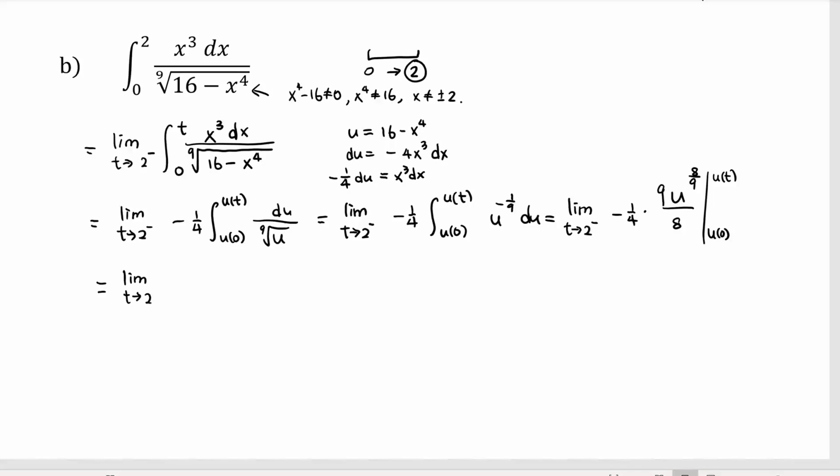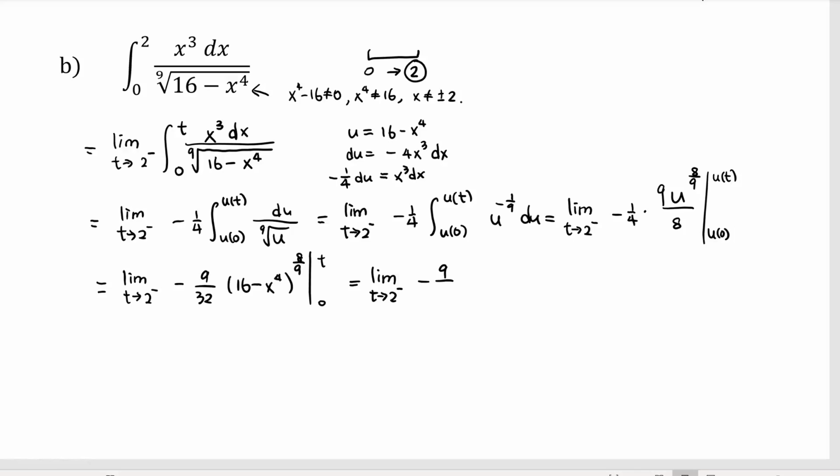T goes to 2 from the left. Negative 9 over 4 times 8 is 32. U, what is u? 16 minus x to the 4th, and then to the 8 over 9. Now we get the x back, so we can plug in 0 and t. Okay, what does that mean? Well, we plug in t first.